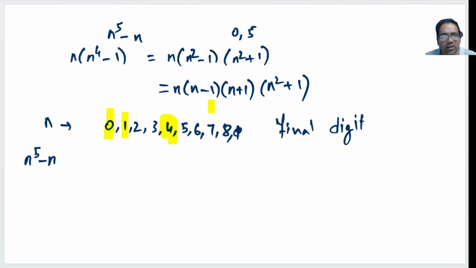Right. Now n is 5. Right. If n is 5, obviously n is a number which is ending in 5.